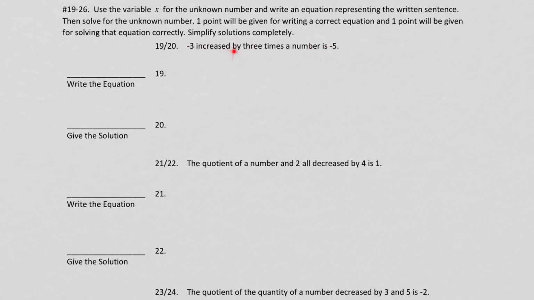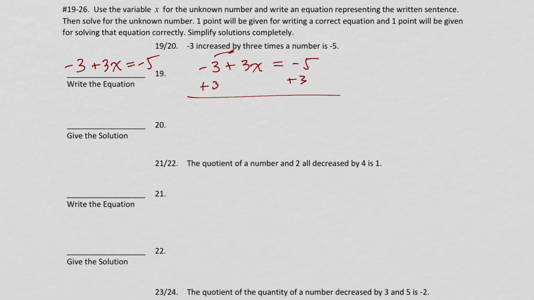Negative 3 increased by 3 times the number. So negative 3 increased by 3 times the number is negative 5. I guess I just should have written that here. And then when we solve this, we're going to bring the negative 3 over by adding it to each side. Negative 5 plus 3 is negative 2. And then we'll divide by 3. And we'll get x is equal to negative 2/3.